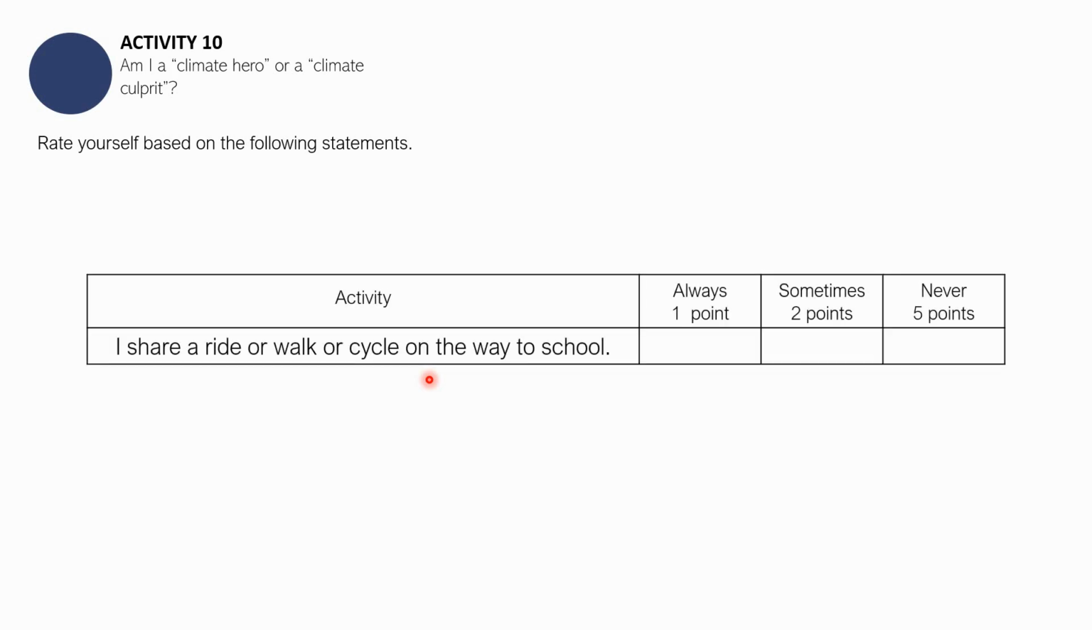Okay, and then, do you share a ride or walk or cycle on the way to school? Nagka-carpool ba? Halimbawa, meron kayong tricycle. Did you offer a ride to some of your community classmates or schoolmates on the way to school? Para makatipid na lang din sila, and at the same time, lessen the carbon emission that they will also be producing? Did you do that? Or do you walk on the way to school? Or do you ride the bike on the way to school?